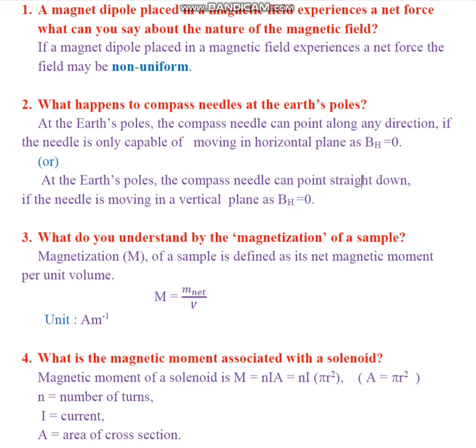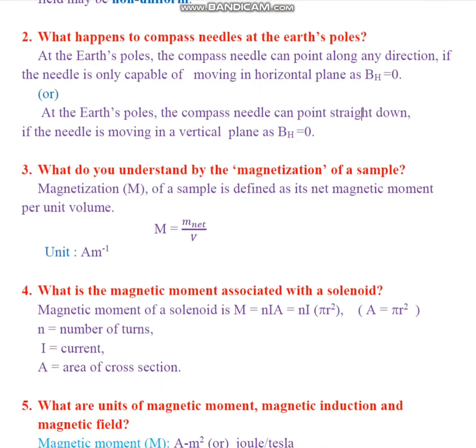And the third question is, what do you understand by the magnetization of a sample? So we can write the definition of the magnetization. Magnetization of a sample is defined as its net magnetic moment per unit volume. So it is called magnetization. So M is equal to M net by V.